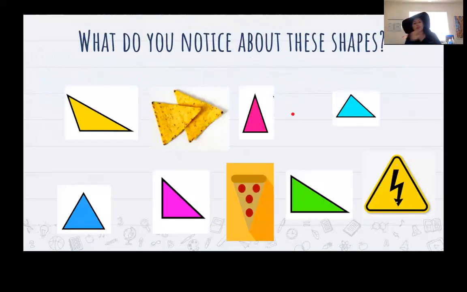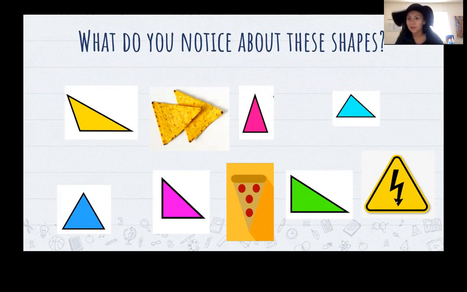All right, let's move it into shapes. What do you notice about these shapes? Take a moment and look at them. Look at the sides, look at the vertices. What do you notice about all of these shapes? When you have an idea, I want you to pause the video and go whisper it into a family member's ear. Tell them, I notice.